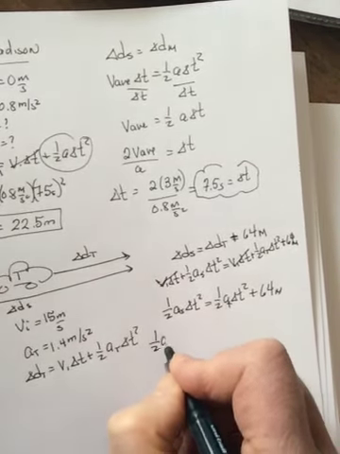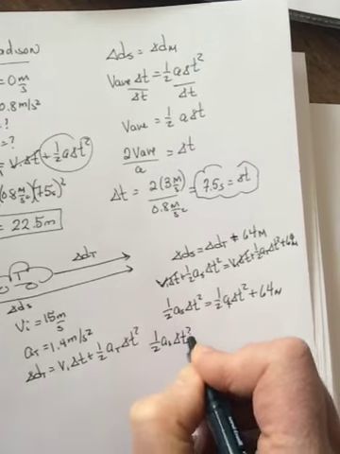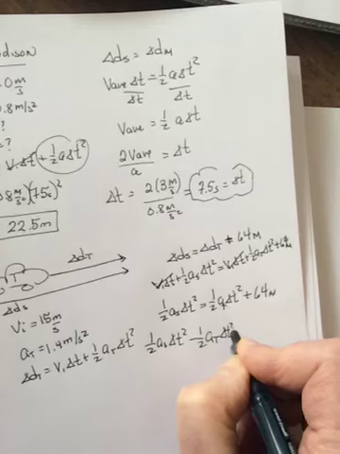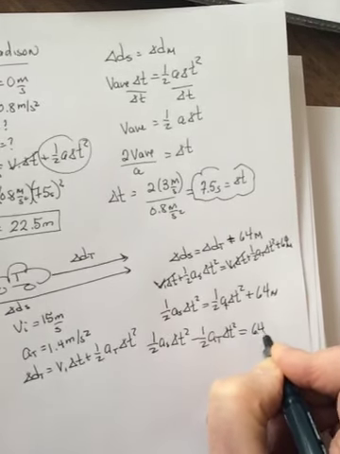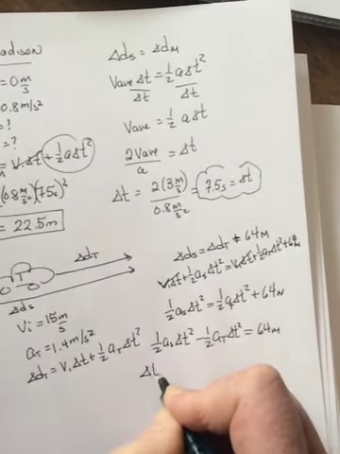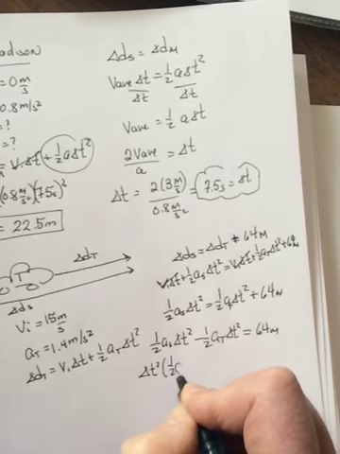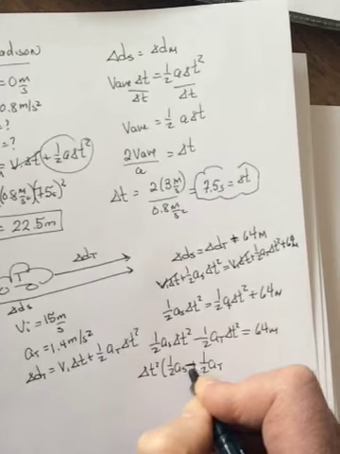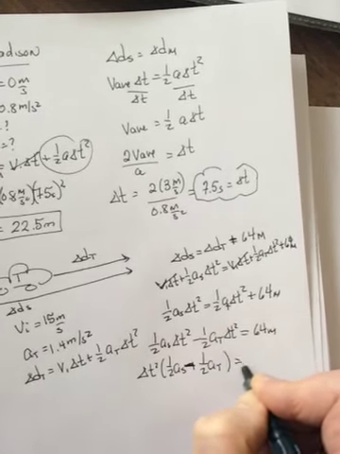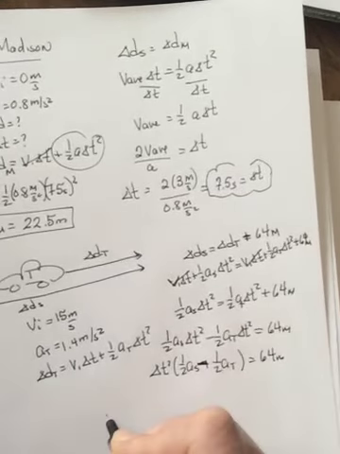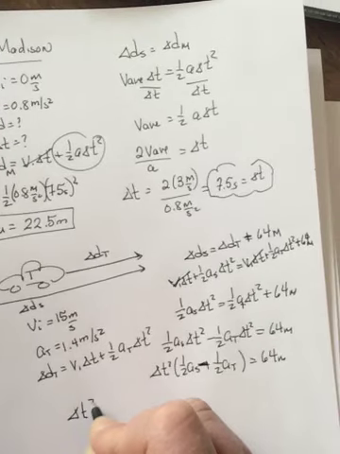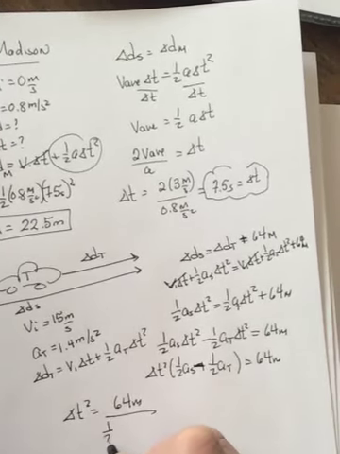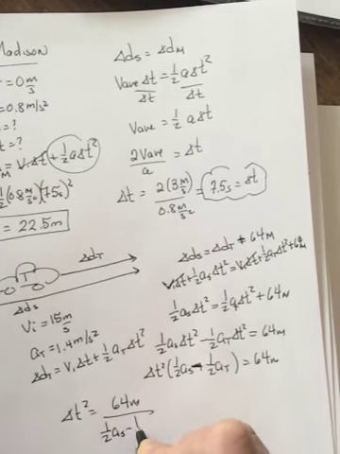1/2 A of the student delta T squared minus 1/2 A of the teacher delta T squared equals 64 meters. Factor out your T squared term. 1/2 A of the student plus 1/2 A of the teacher, whoops, except it's a minus, equals 64 meters. Divide by the bracket. So T squared will equal 64 meters divided by 1/2 A of the student minus 1/2 A of the teacher.